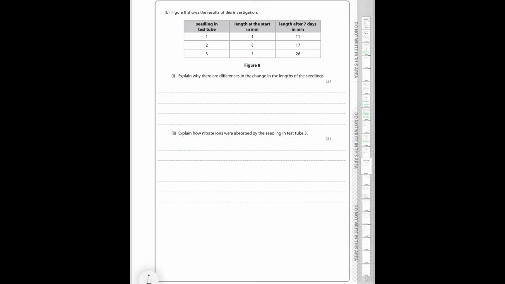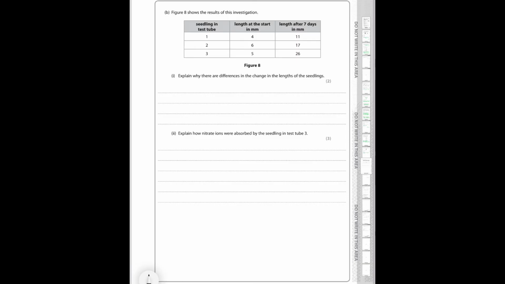In part B, figure 8 shows the results of this investigation. So we have seedlings in test tubes 1, 2 and 3. We've got the lengths at the start, which were 4, 6 and 5, and then we've got the lengths after 7 days in millimetres, which were 11, 17 and 26.